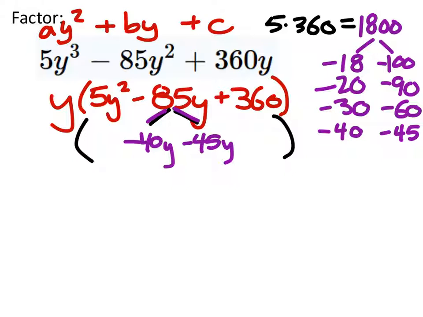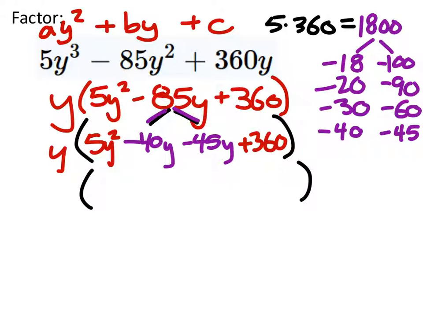Some of you guys may be wondering, does it matter where we put that negative 40y and the negative 45y? No, it does not, because the factoring by grouping is going to take care of the rest of that stuff. So if you had those switched, not a big deal, okay? All it's going to change is what you factor out from the grouping. I know you guys are just on the edge of your seat for that stuff.